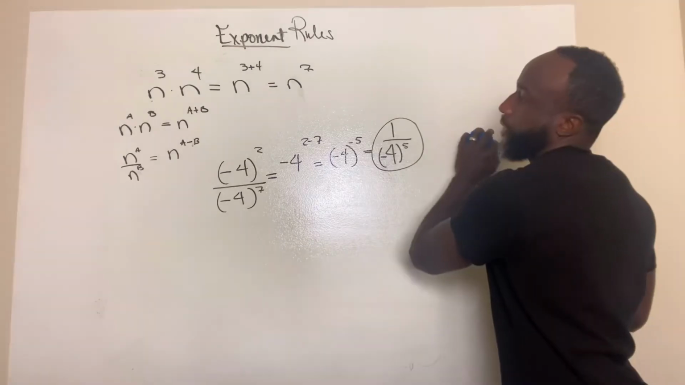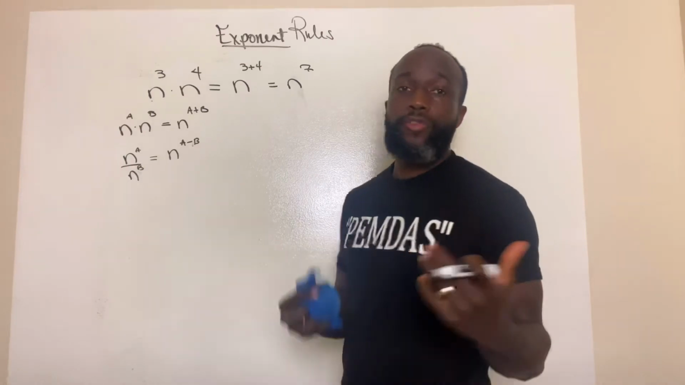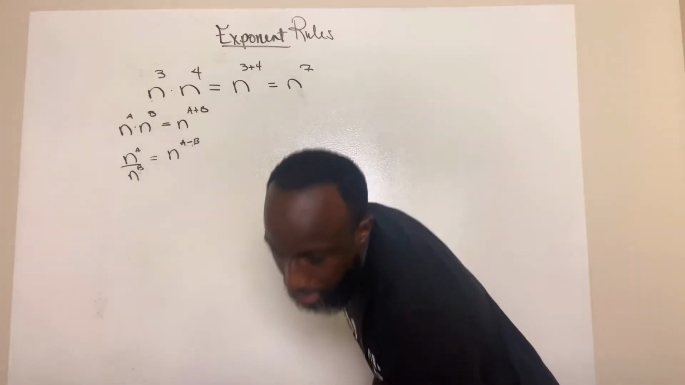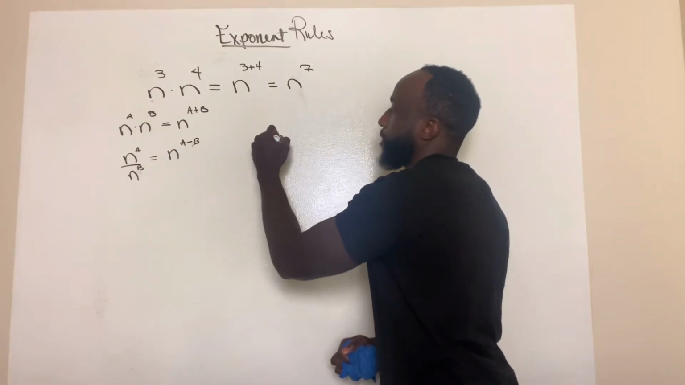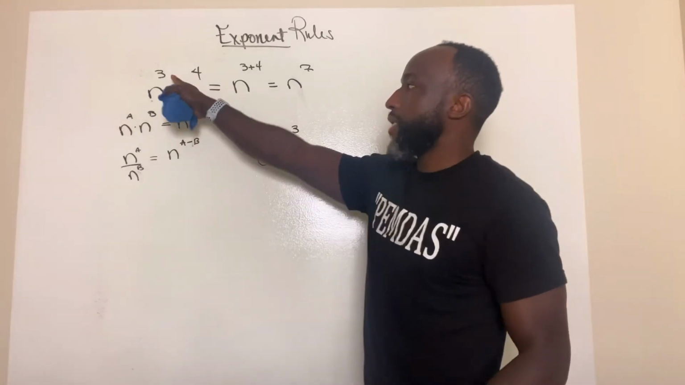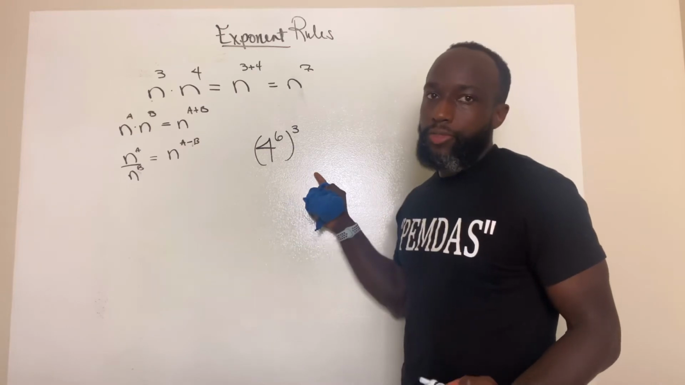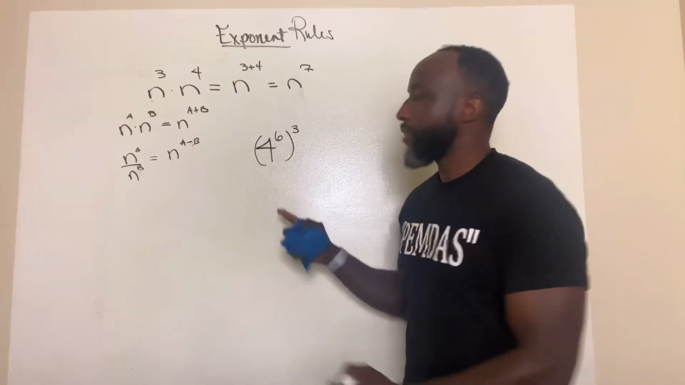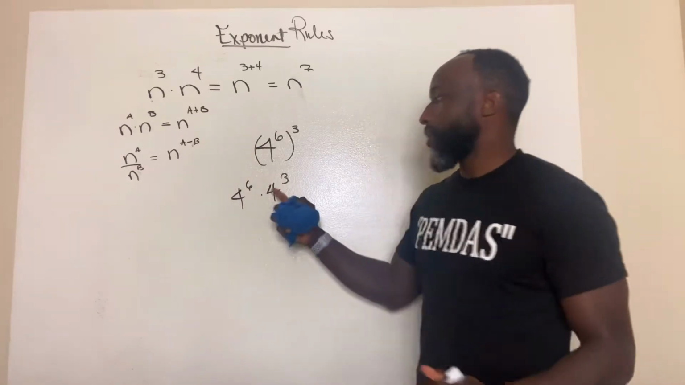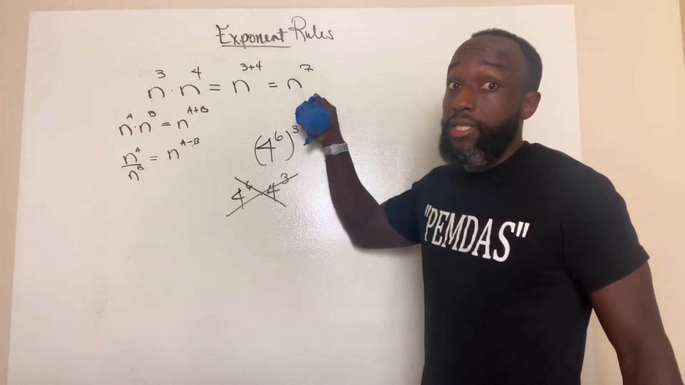All right? Let's look at the exponent rule, the power rule, right? When a power is raised to a power, you multiply those exponents. So for instance, if I had 4 to the 6th power raised to the 3rd power. Now this is not 4 to the 6 times 4 to the 3. This is not that. This is something different. This is 4 to the 6th, to the 3rd power.